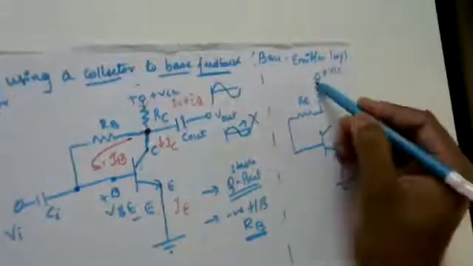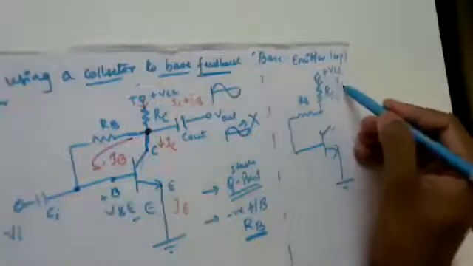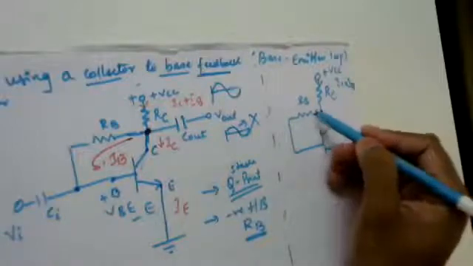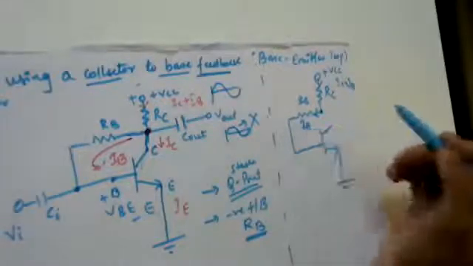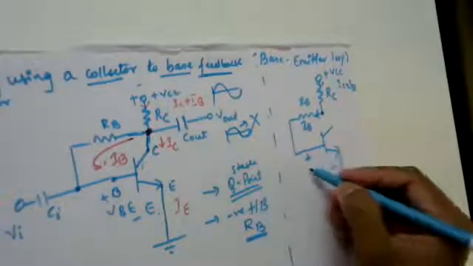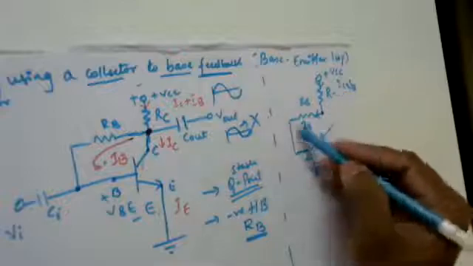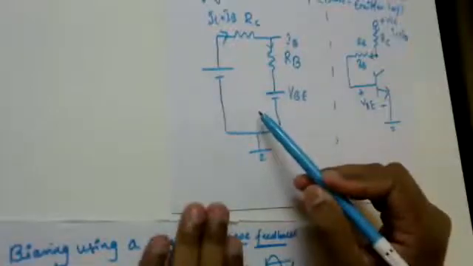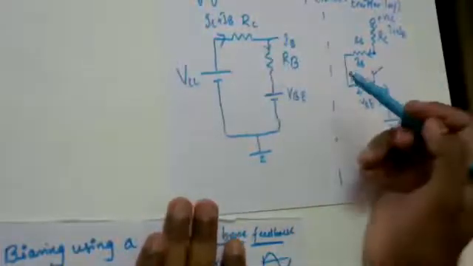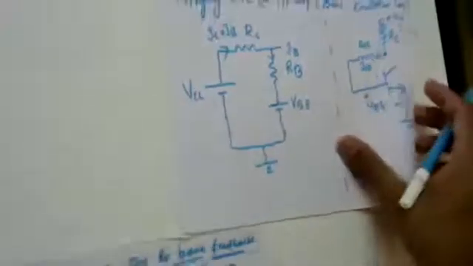Understanding? The value of current flowing through this resistance is IC plus IB. At this node, what is happening? The current entering into the resistance is the current IB, and there exists some voltage drop between the junction base and emitter, which I call VBE. Only this portion I'm considering. Same thing I have represented in this circuit. This is my VCC, this is my VBE, and these are the two resistances RC and RB. Okay.